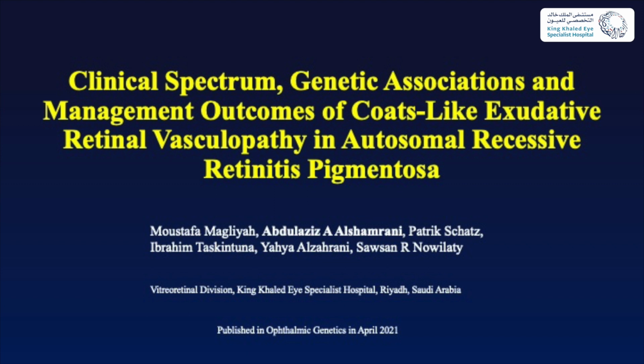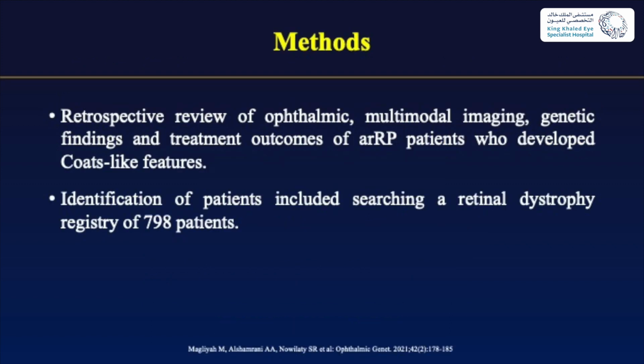Let's talk now about the clinical spectrum, genetic associations, and management outcomes of COATS-like exudative retinal vasculopathy and autosomal recessive retinitis pigmentosa. This is a study that was conducted at Cambridge and published in Ophthalmic Genetics. It's considered to be the second largest case series of COATS-like retinitis pigmentosa in the literature. It was a retrospective review of ophthalmic multimodal imaging, genetic findings, and treatment outcomes for autosomal recessive retinitis pigmentosa patients who developed COATS-like features.